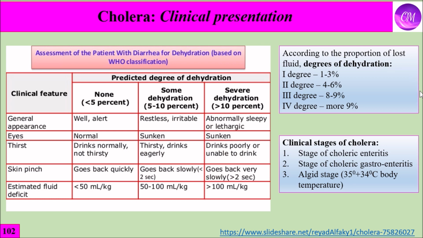According to the proportion of lost fluid, dehydration has 4 degrees: first degree 1 to 3%, second degree 4 to 6%, third degree 8 to 9%, and fourth degree more than 9%. The clinical stages of cholera are 3: the stage of choleric enteritis, the stage of choleric gastroenteritis, and the algid stage. This is the lowering of body temperature to between 35 and 34 degrees Celsius.